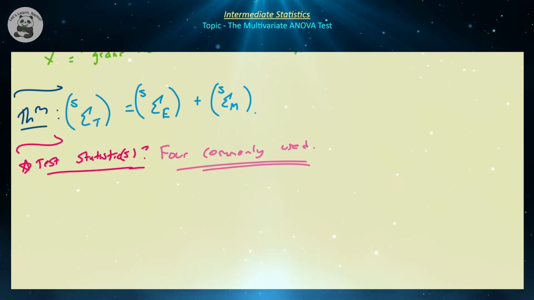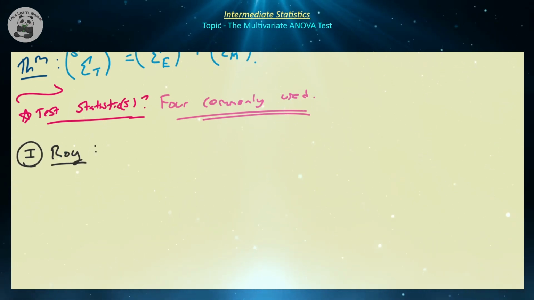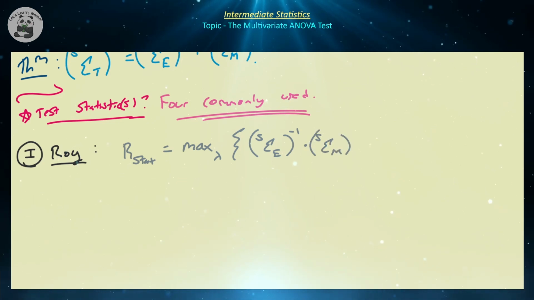So the first test statistic that I want to introduce actually might be viewed as the easiest to calculate, but keep in mind just because it's easy to calculate doesn't mean it's the most useful or the most practical or the most trustworthy. And this is called the Roy test statistic. So I'm going to be denoting the Roy test statistic as R stat. And the R stat is going to be defined to be equal to the maximum eigenvalue of the matrix S sigma E inverse times S sigma M. Right? So it's the maximum eigenvalue of the product of these two matrices.